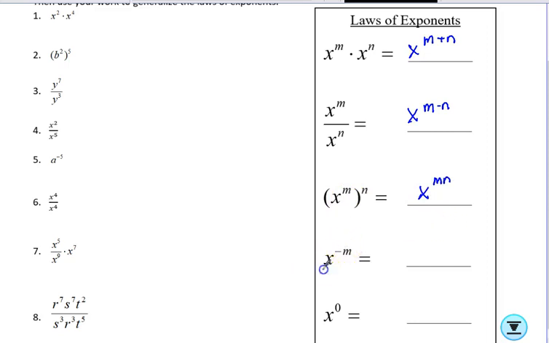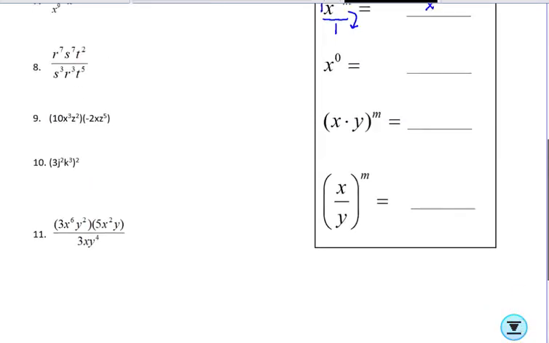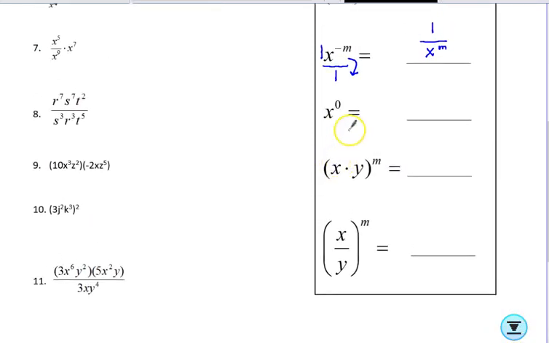A negative exponent allows us to move that term to the other side of the fraction, make the exponent positive, but we can't have a blank numerator. There's a 1 here, a coefficient of 1 from the front. Anything to the 0 is 1.